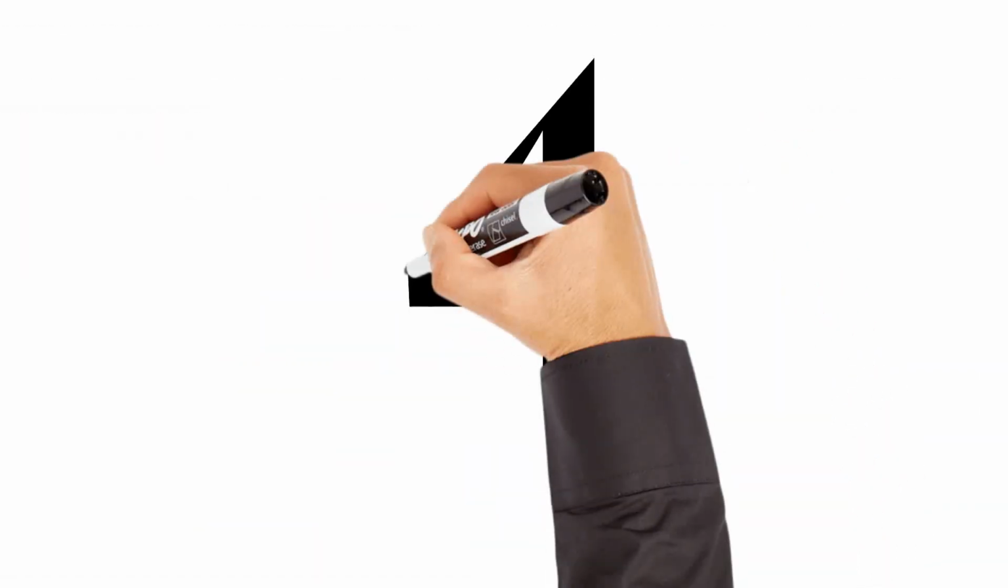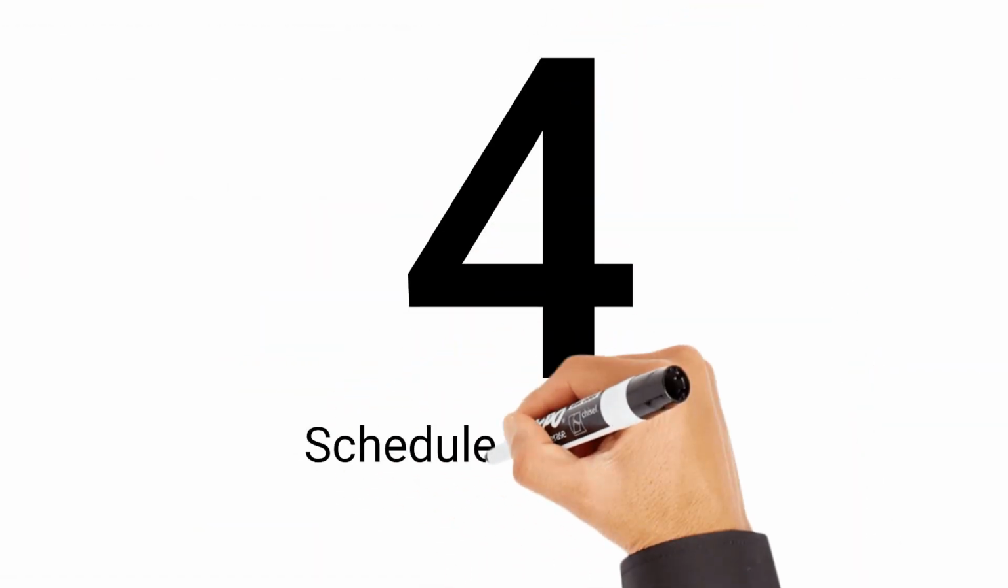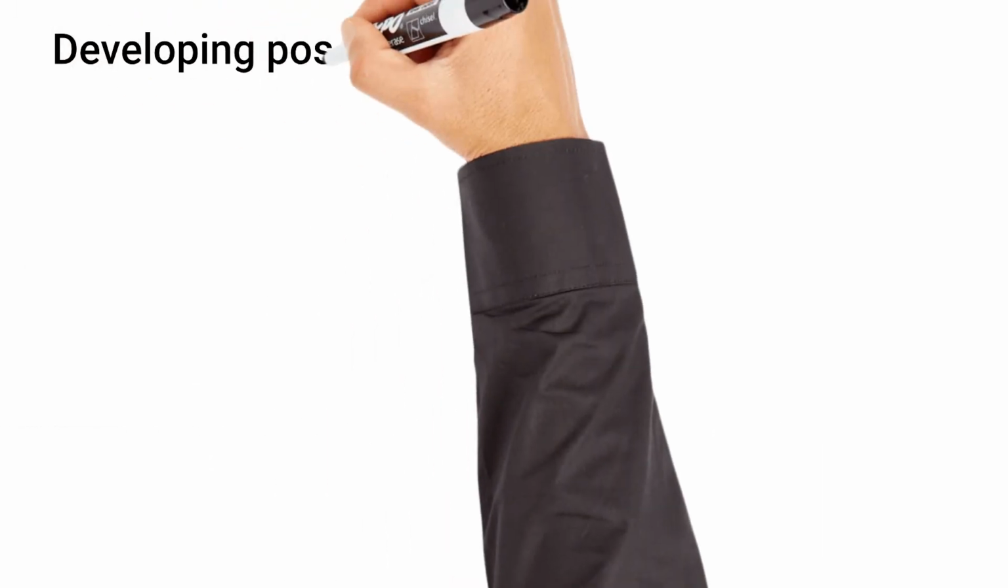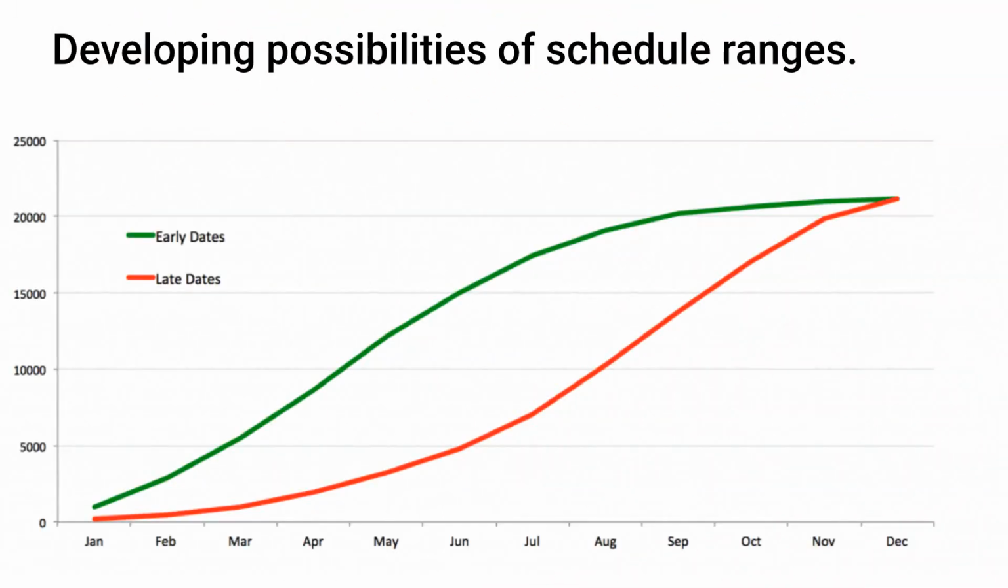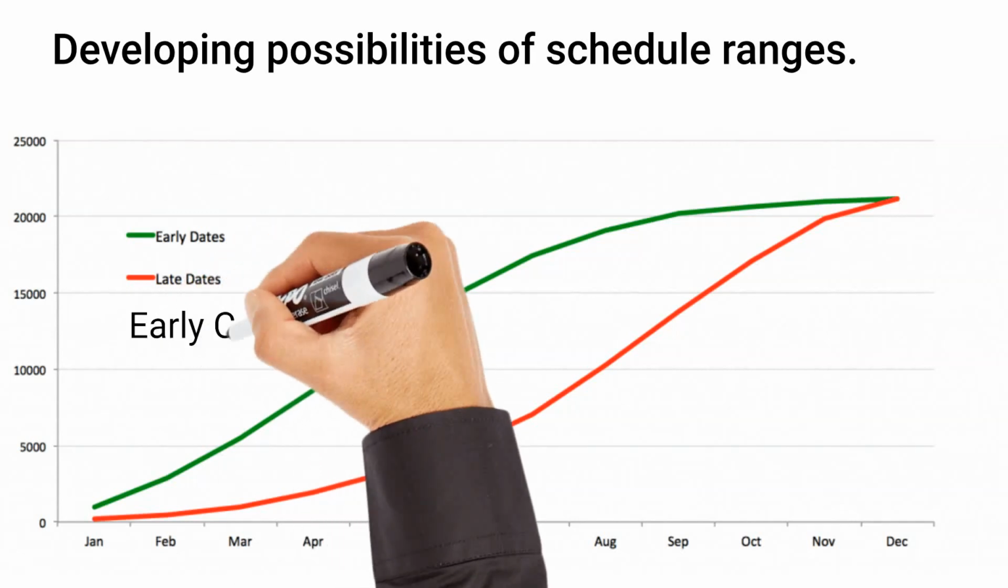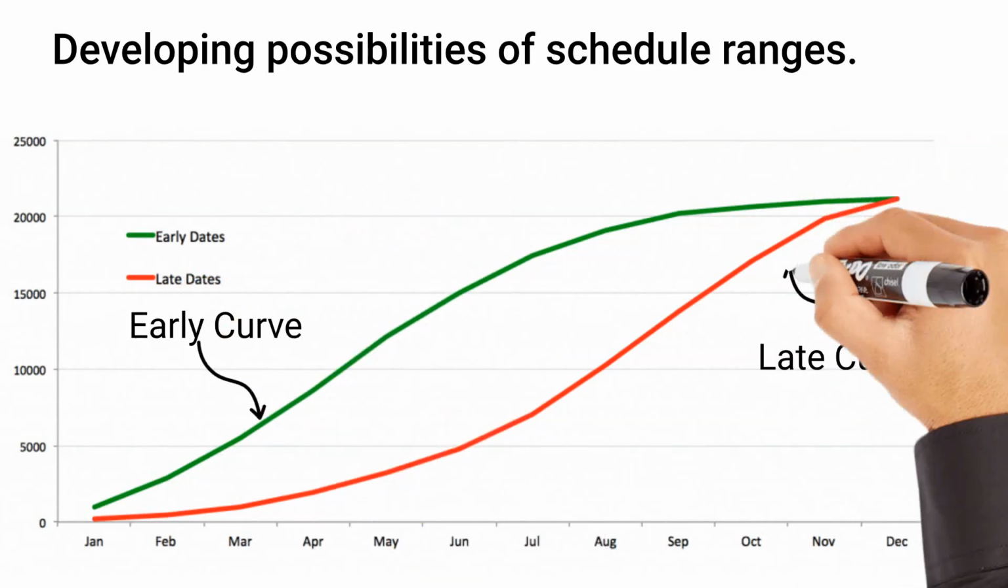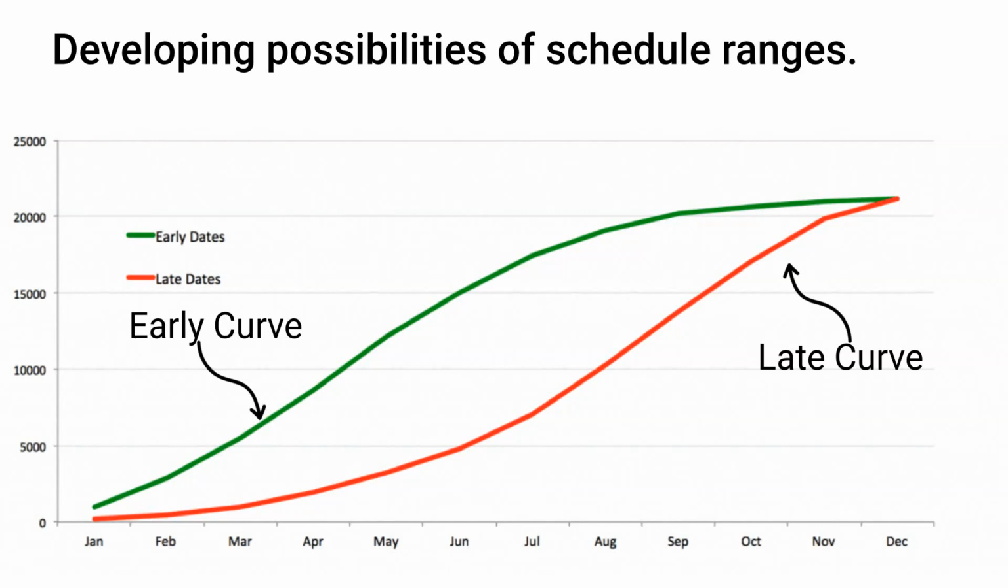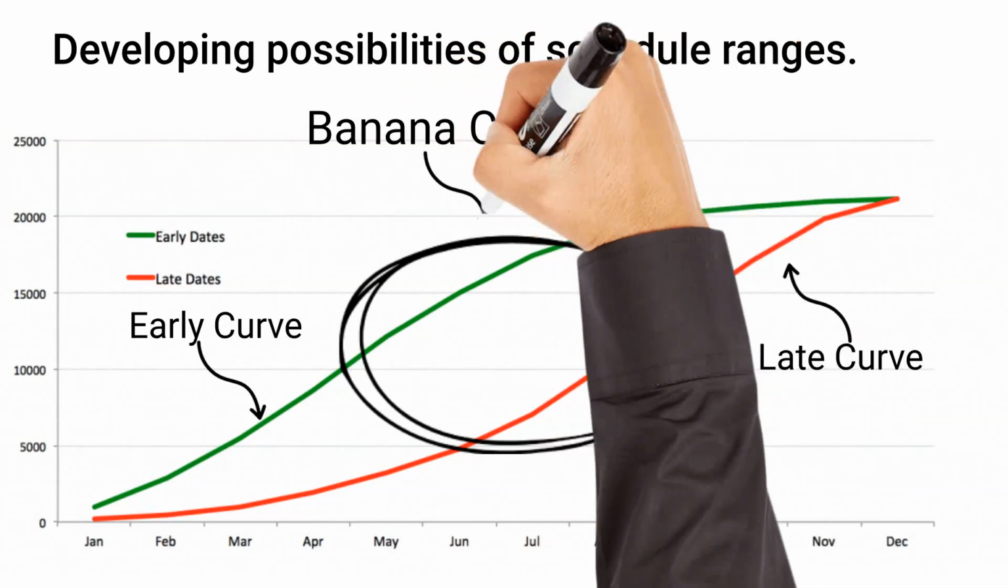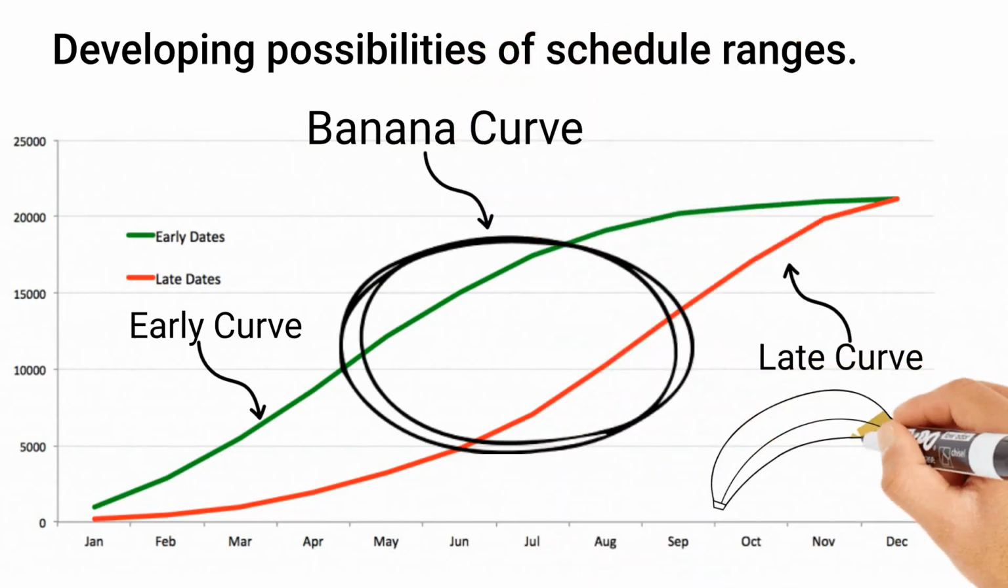The next use of S-curves is for developing possibilities of schedule ranges. Most scheduling software can generate S-curves from a resource-loaded schedule according to cost, man-hours, or quantity. Modern software can provide 2 types of S-curves, one according to the scheduled early dates and another according to scheduled late dates. These 2 S-curves typically overlap at the beginning and end of the project, producing a banana-shaped curve, known as banana curves. The banana-shaped envelope of the early and late curves represents the range of possibilities that the project can expect if it is to be completed on time.